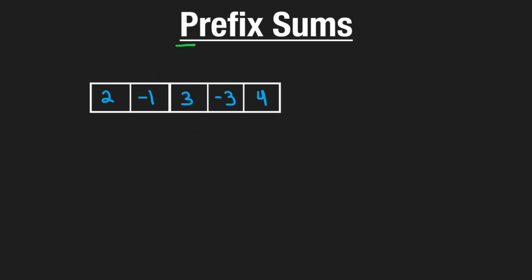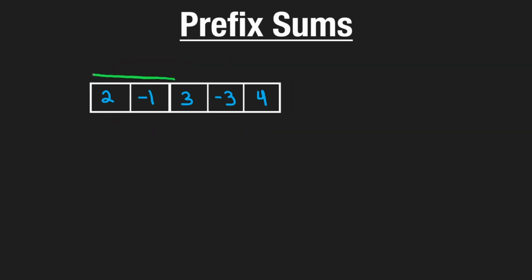a prefix sum is defined as being, first of all, let's talk about the word prefix here. A prefix basically means that we're starting at the beginning. So a prefix of this array is any subarray, any contiguous subarray typically, that starts at the beginning of this array. So this is one prefix of the array.